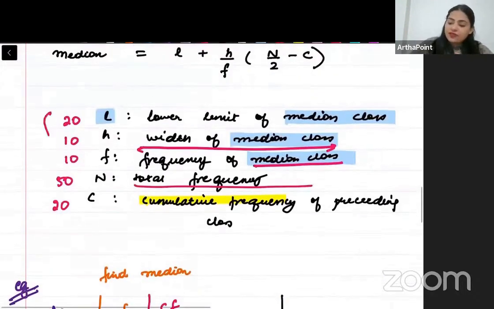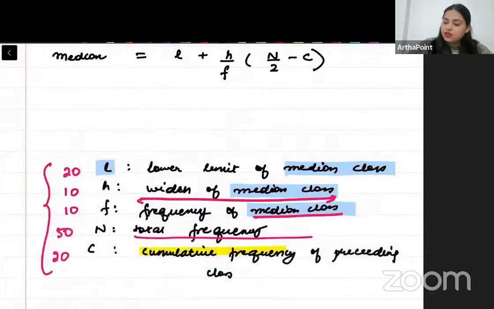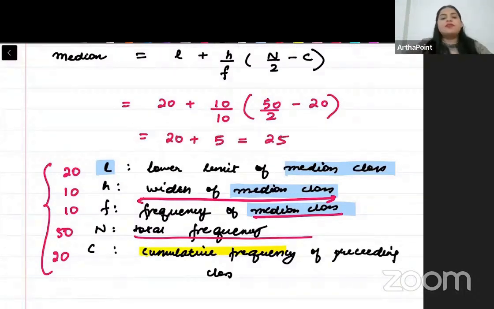So beta, with this I have got all my values with me. Just put it in the formula. So if I just put this in the formula, I will get 20 plus 10 by 10, 50 by 2 minus 20. This is what you will get. So if you solve this, you will get 20 plus 5, that means 25. So your median will be 25. So the aim here is to identify the median class. If you can identify the median class, you can simply go ahead and solve the question.